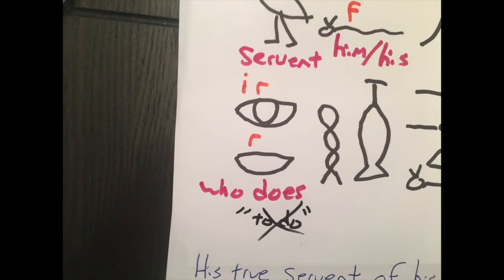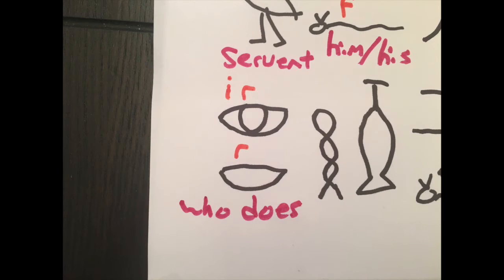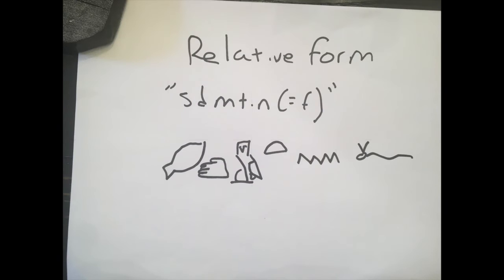All right, so now going down to the second line, we have IRR, which you might recognize as the verb to do, but this is the relative form. So it isn't to do, but rather who does something, because again, we're describing them. It's the relative form, not the straight verb of doing. So his true servant of his affection, who does.